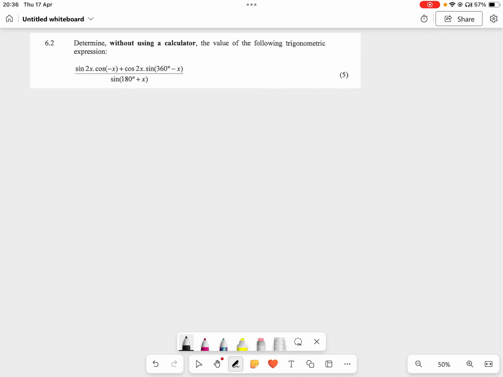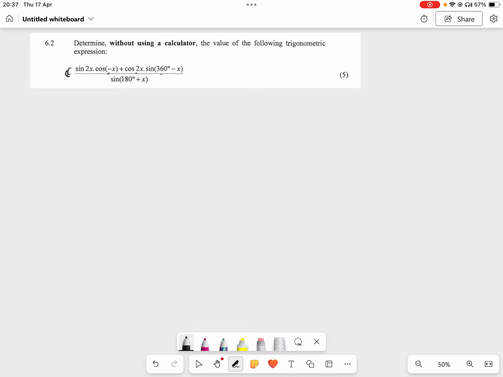Right, we are going to be simplifying the trigonometric expression. So here we are given sine of 2x times cos of negative x, plus cos of 2x times sine of 360 degrees minus x, all over sine of 180 plus x.